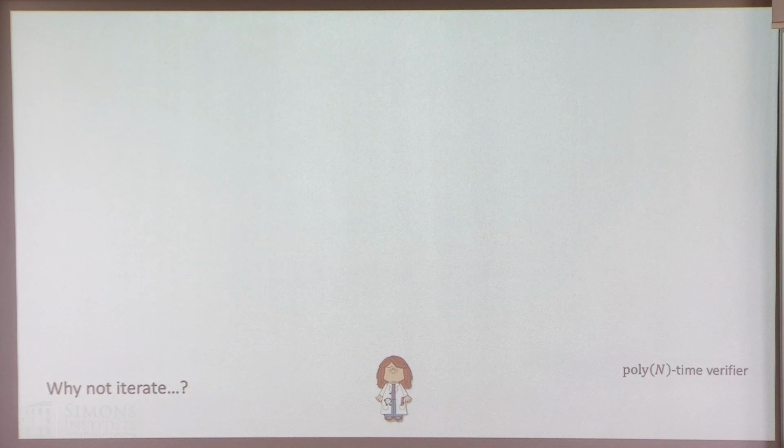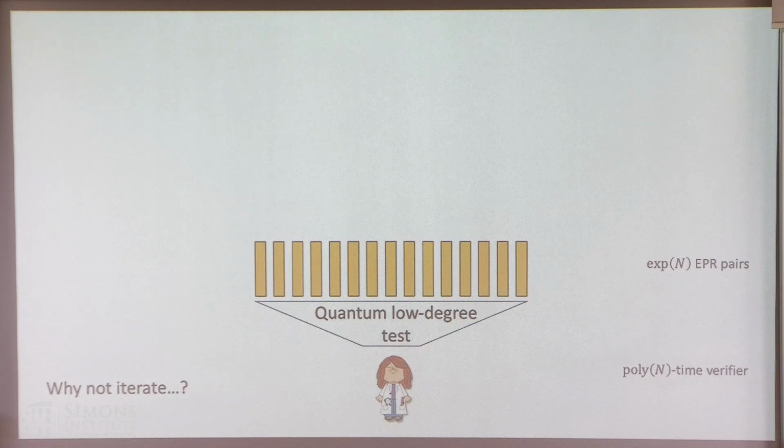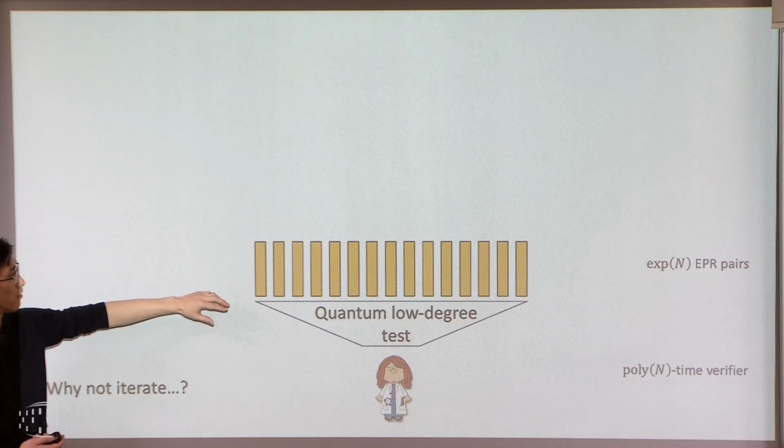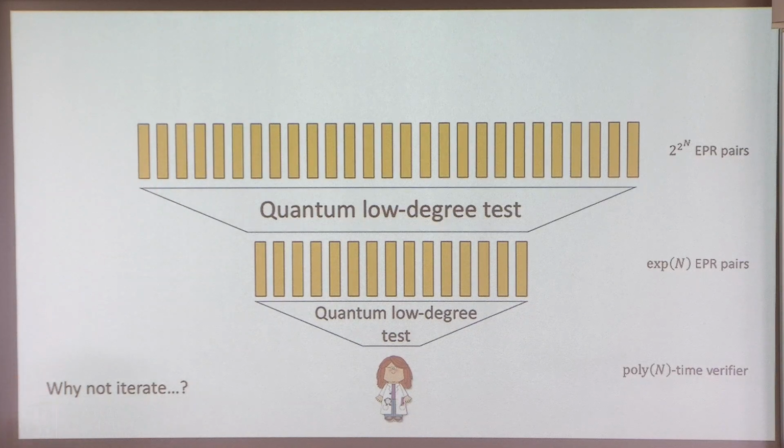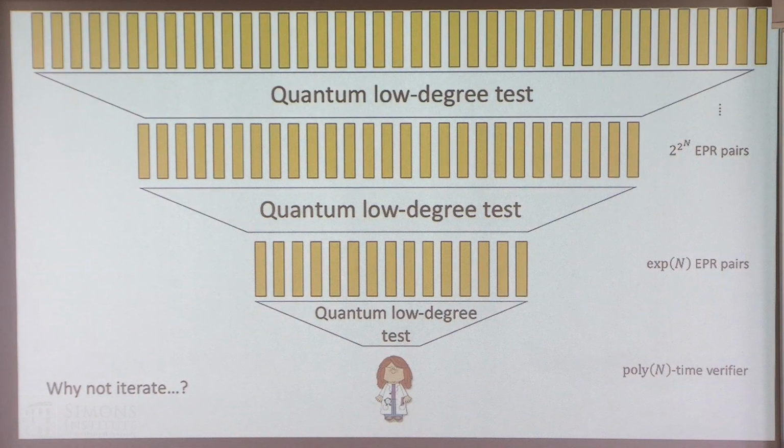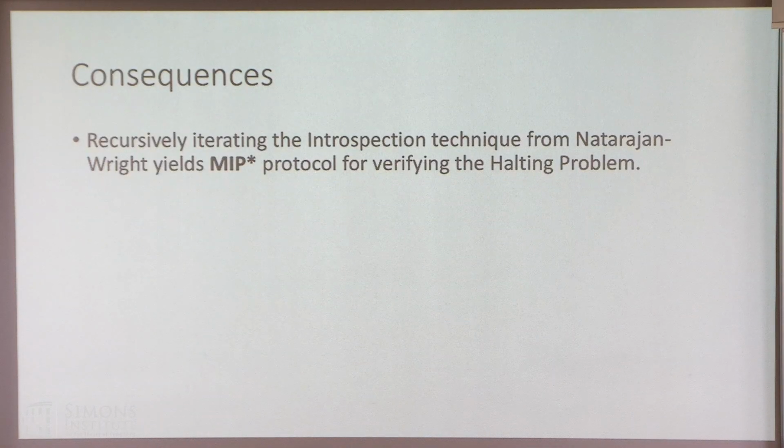So why not iterate this process? Why just stop there? Indeed, why not run a quantum low degree test and get the provers to generate the questions for another round of the low degree test, and have them answer that, and just continue this to certify that the provers had more and more EPR pairs. And that's what we do. So you can recursively iterate this introspection technique by Anand and John, and it yields an MIP star protocol for verifying the halting problem.